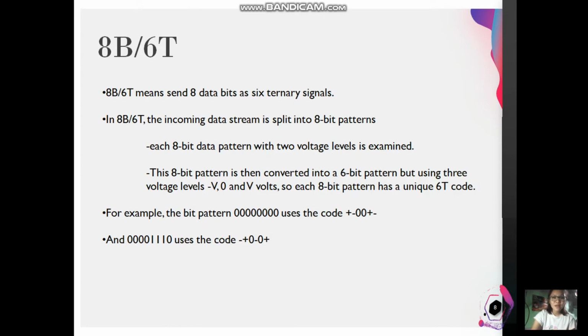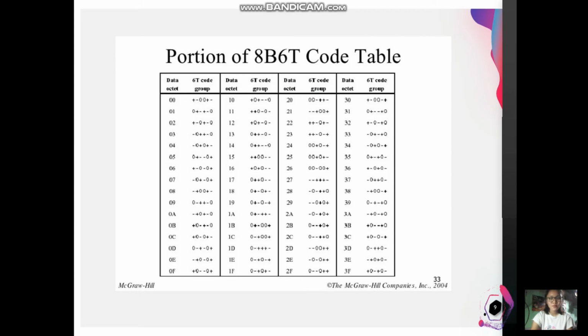For example, the bit pattern 00000000 uses the code positive negative 0 0 positive negative, and 00001110 uses the code negative positive 0 0 0 positive. Next slide. Sorry. Here I have the basis for our binary and their corresponding signal elements. This is our table that we are going to use in the future discussion.